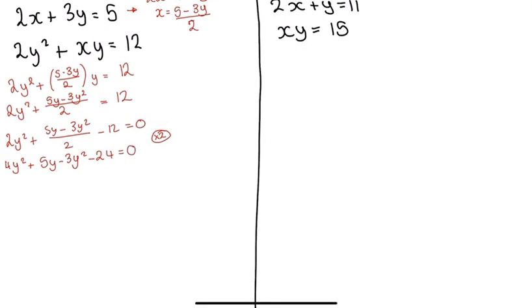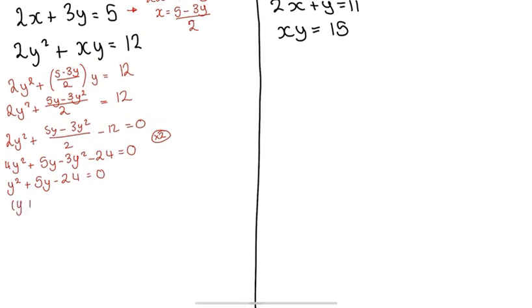Now that we have this, we can go ahead and simplify this by collecting those like terms. So I've got 4y squared take away 3y squared. So that's just y squared. I've got that 5y on its own and the negative 24 there. Now we can go ahead and factorise this to solve it. So looking for two numbers that times together to give us minus 24, but add together to give us 5.